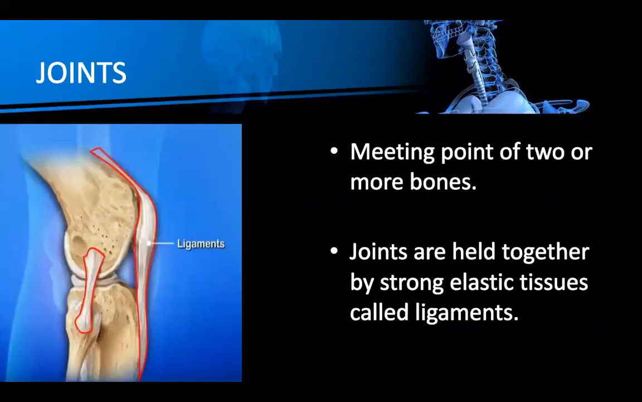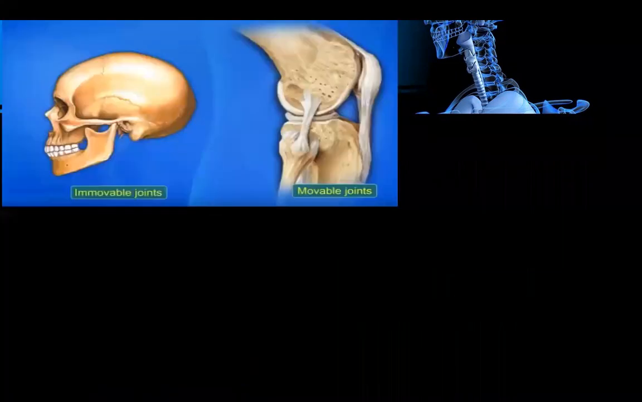Joints. They are the meeting point of two or more bones. They are held together by strong elastic tissues called ligaments. There are several joints in the human body. The two types of joints are immovable joints and movable joints.